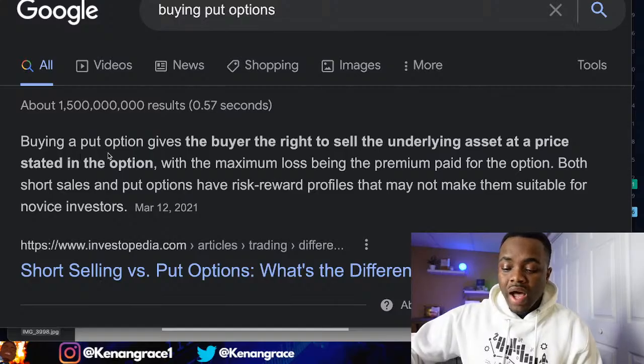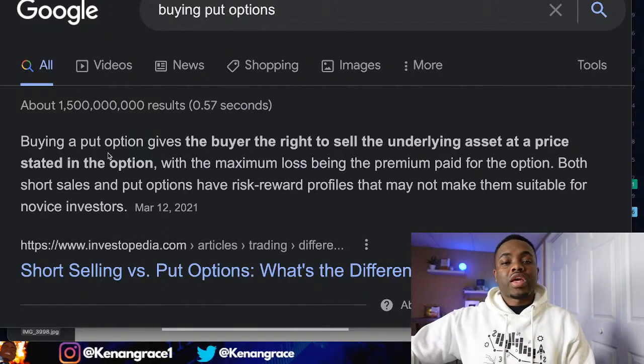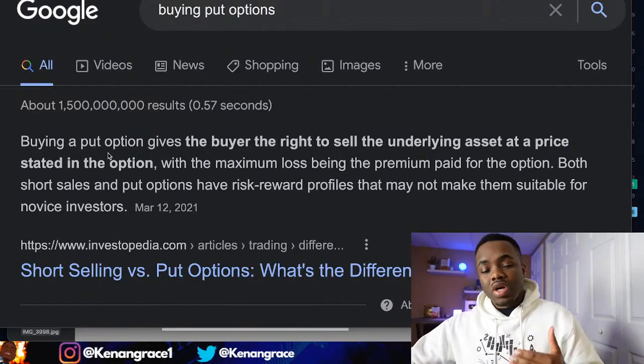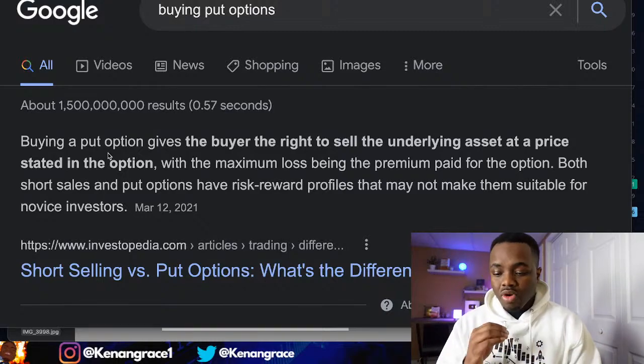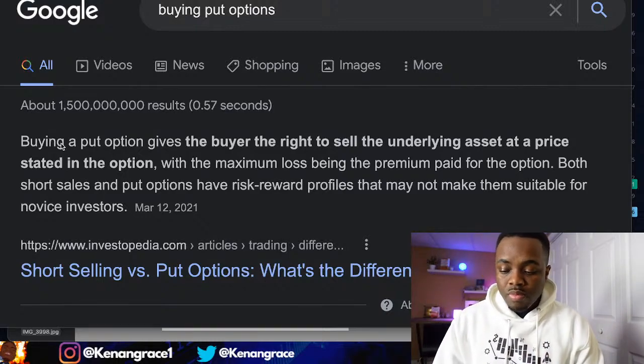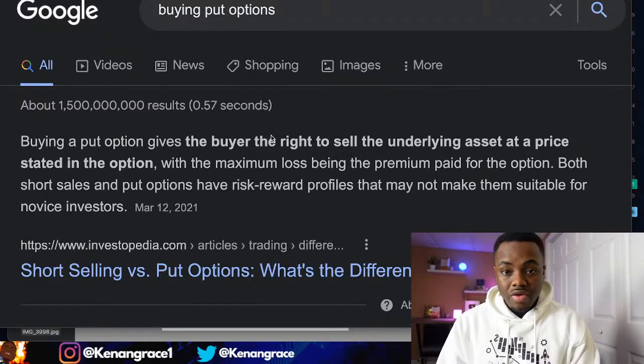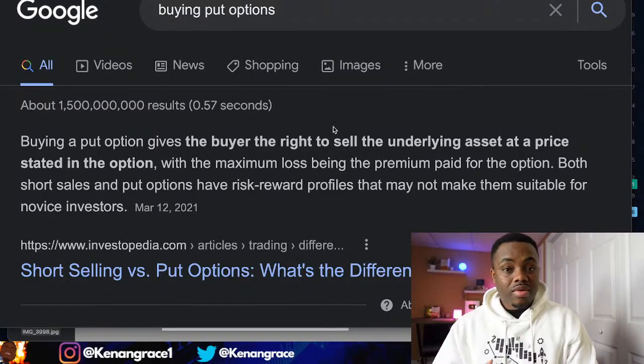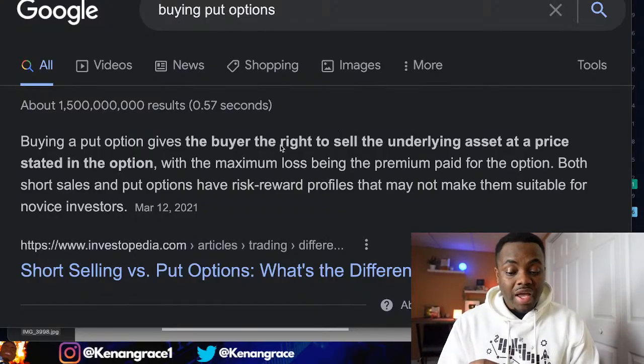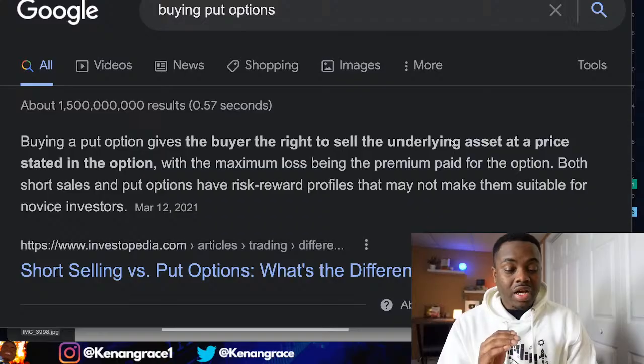Here we go. Buying a put option. And again, you don't have to understand the formal definition yet, but as you come to learn this much better, you'll be more privy to what's going on. Buying a put option gives the buyer, you, the right, meaning the option in this case, to sell an underlying asset.